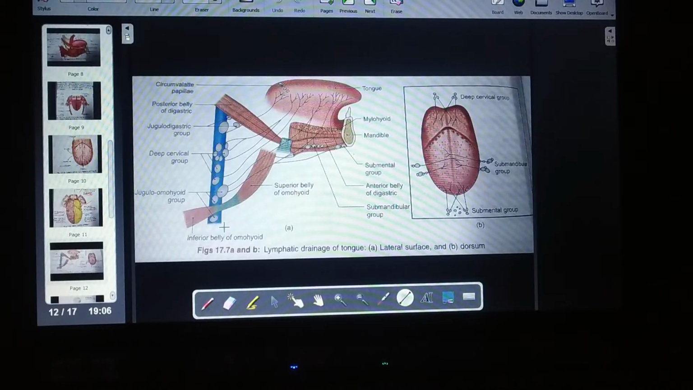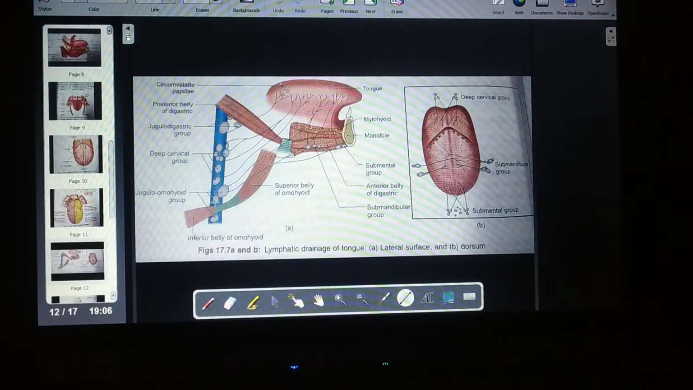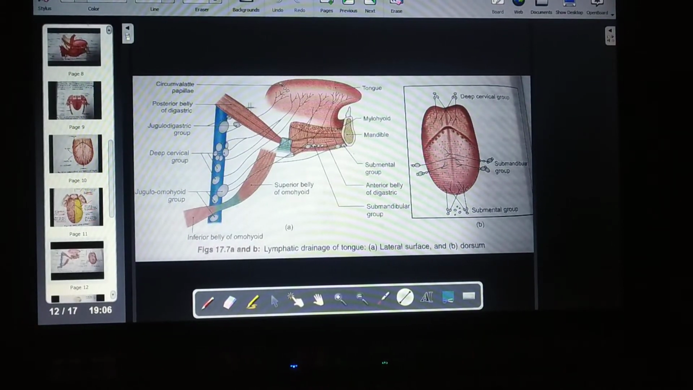Next, I am talking about the lymphatic drainage. Lymphatic drainage, this is very easy to understand. First, I'll talk about these are the circumvallate papillae seen over here.